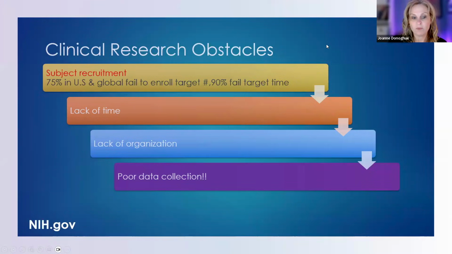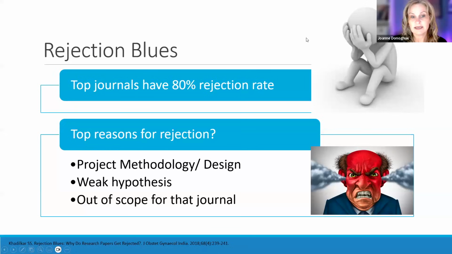A little bit of background of why we feel it's so important to really educate you on these AI agents. In the past, clinical research in particular, but all research has its obstacles. Clinical research, the number one reason for failing is subject recruitment. But when we look at academic researchers, it's lack of time, lack of organization, poor data collection, and the enormous amount of paperwork that goes into going through the IRB and the whole process. The second reason for failure is pretty much from the beginning: you have a poor methodology, a design, a weak hypothesis, and maybe you submitted to out of scope for that journal.